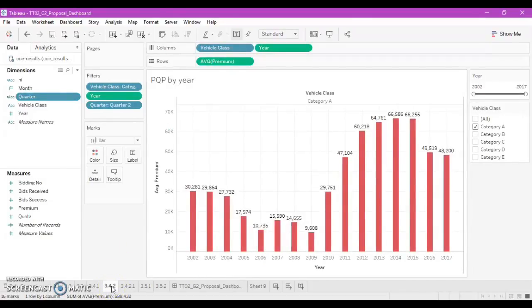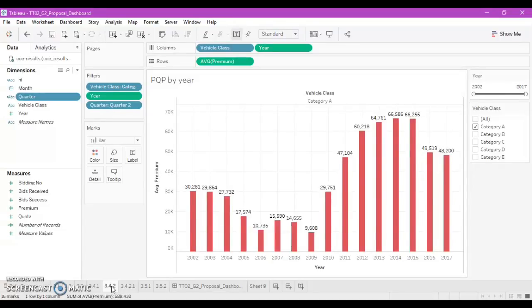Our second main business question is to find the highest and lowest PQP for both categories from the data given and suggest reasons for such occurrences. First, we dragged vehicle class and year to the columns and premium to rows, after which we changed the measure of the premium to be average. Then we filtered the vehicle class in this sheet. Category A was shown, year to be from 2002 to 2017, quarter to show quarter 2, showed all labels and presented in the bar chart.